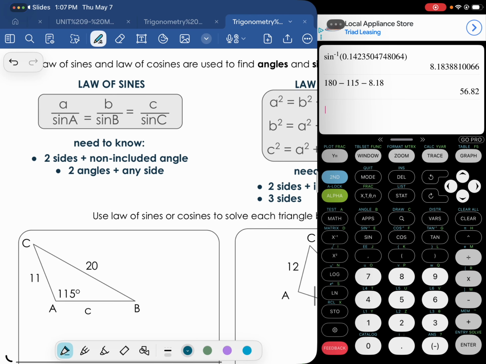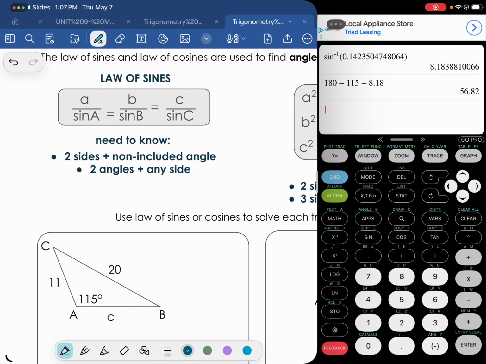Now, law of sines can be used if you know two sides and a non-included angle. That means the angle that's not in between them. For example, I know two sides on this first one, and this 115 is not in between the 11 and the 20. Or if you have any two angles and a side, then you can use law of sines as well. Here's how law of sines works.